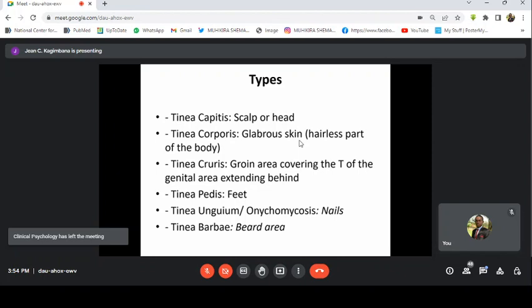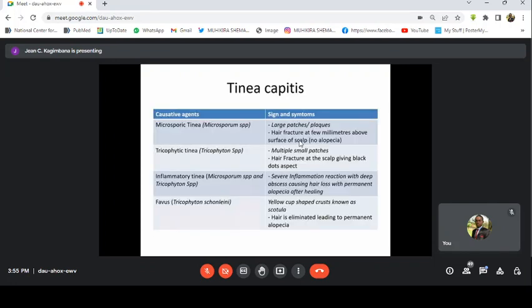Now, tinea cruris, groin areas covering the genital area and going behind. Sometimes you have it on the pubic area, and it goes behind in between the two buttocks. Tinea pedis, feet. Tinea unguium or onychomycosis when nails are affected. And tinea barbae when the beard area is involved.